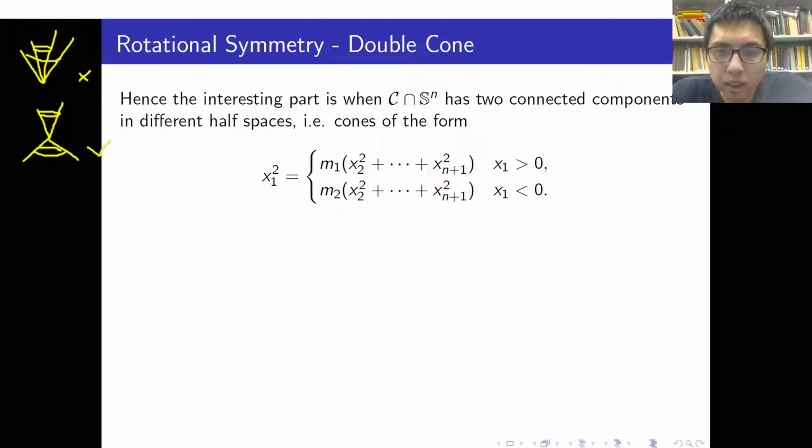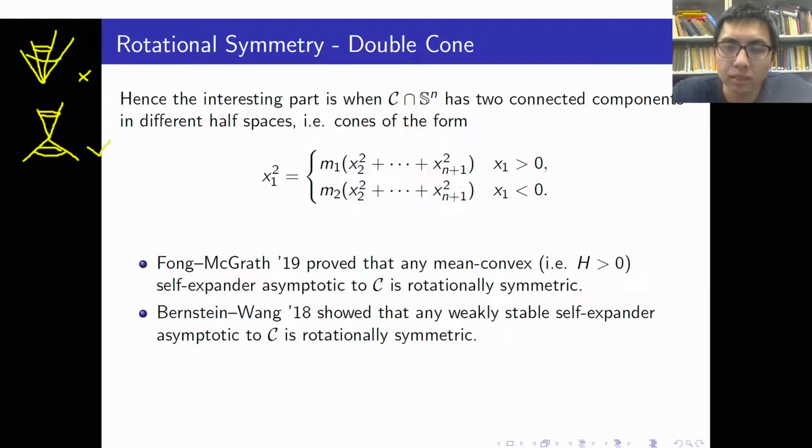On some previous work on this rotational symmetry, the first non-trivial result is obtained by Kevin McGrath. In 2019, they proved that any mean convex self-expander asymptotic to the cone C, where C is of the above form, is rotationally symmetric. By mean convex I mean the mean curvature is positive. Later on, this was generalized by Bernstein-Wang to any weakly stable self-expander asymptotic to C. The timeline here is kind of messed up because the Bernstein-Wang paper is still a preprint, so I'm going by arXiv time, but it actually came after the McGrath paper.